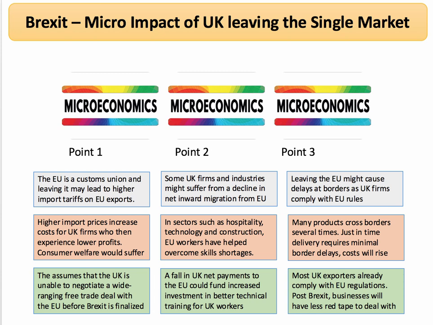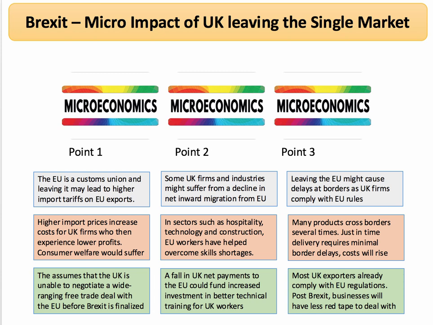Some firms and industries rely heavily on inward migration from the European Union, particularly in hospitality and construction and farming, and also in tech sectors. So that may cause firms at the micro level to suffer labour shortages, which could increase wage inflation and make some firms less competitive. On the other hand, Britain will have to pay less into the EU, so there's perhaps potential for an increase in the budget to fund technical training, vocational training, apprenticeships and things for UK workers.